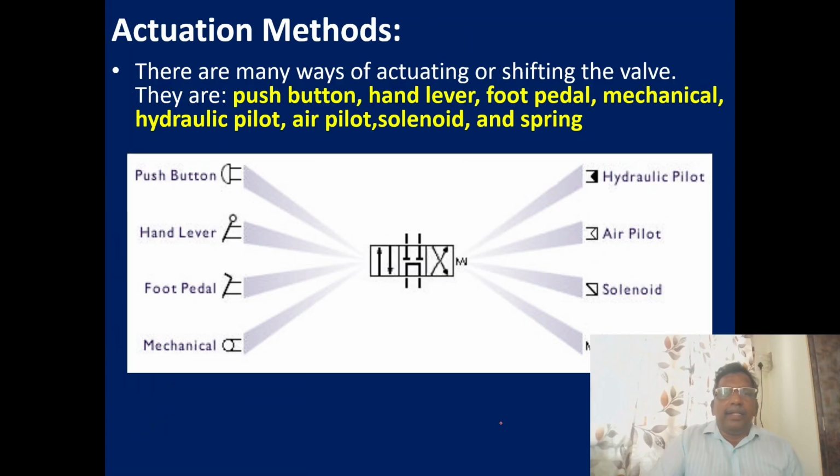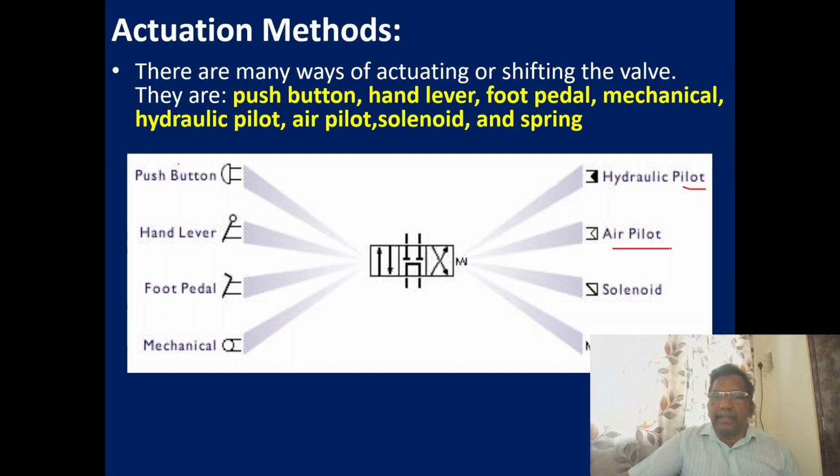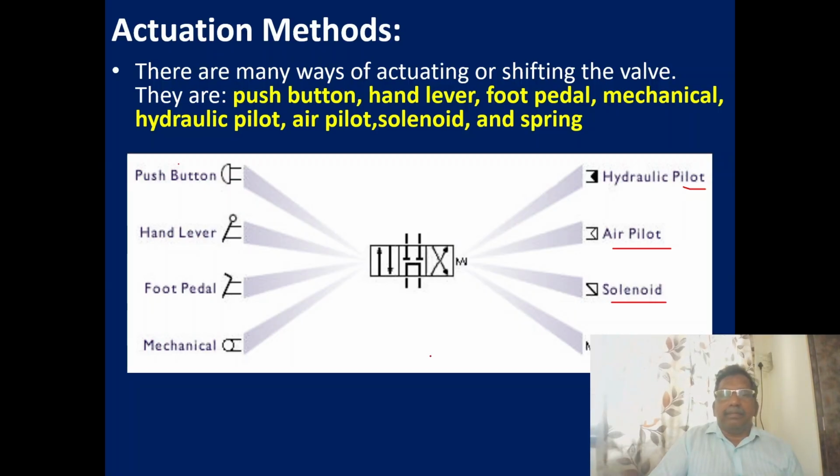Okay. Now we can go for the methods. So already in manual actuation you can see push button, hand lever, foot pedal, and mechanical roller switch we are having. Likewise, hydraulic pilot line, pneumatic pilot line, then solenoid, and spring actuation also. For what purpose are we having these? Actually to shift the position. So to shift the valve position we are having these actuating methods.